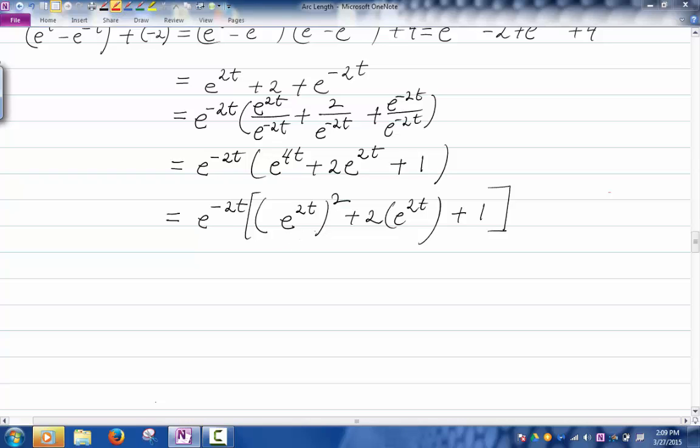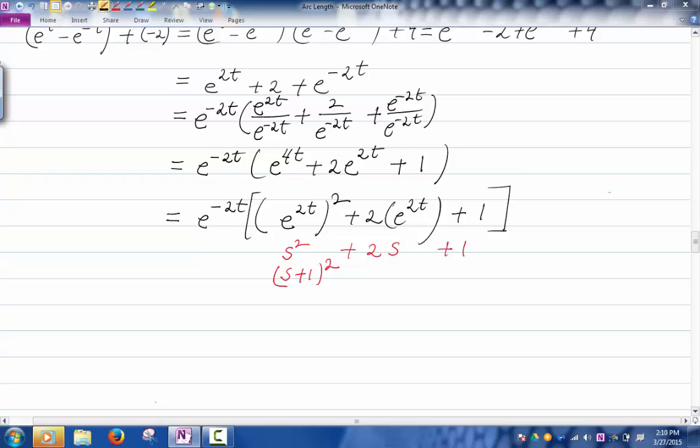So if I think of e to the 2t as S, I'm going to get S squared plus 2 times S plus 1, right? If I think of e to the 2t as S, that's what I'm getting. So what is S squared plus 2S plus 1? Can you factor that out? What is that? S plus 1 times S plus 1, which is S plus 1 squared, right?